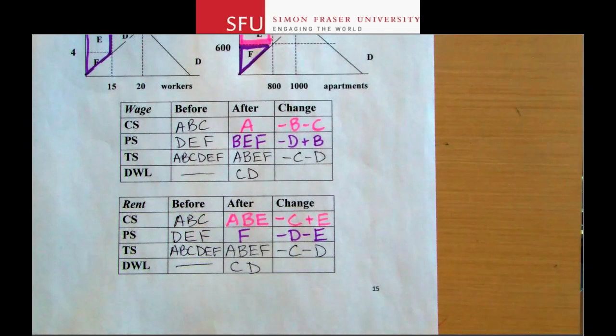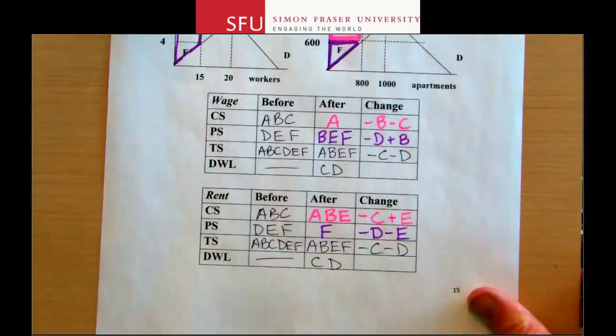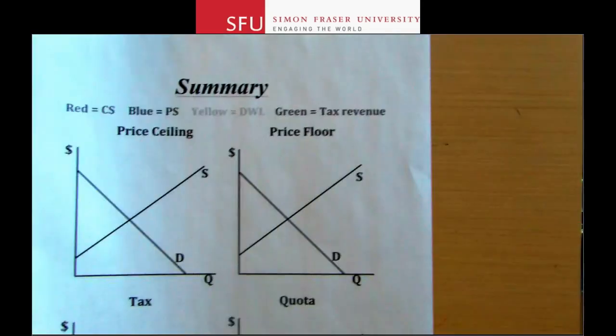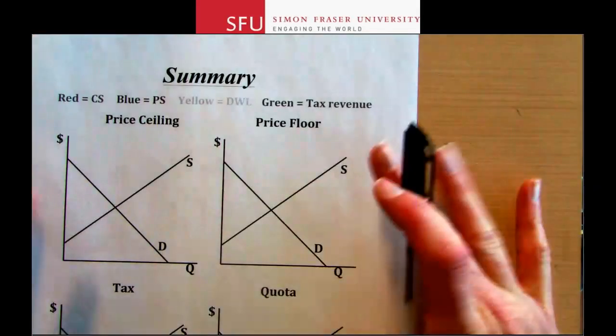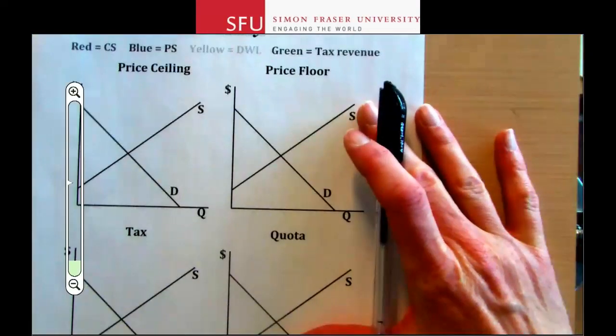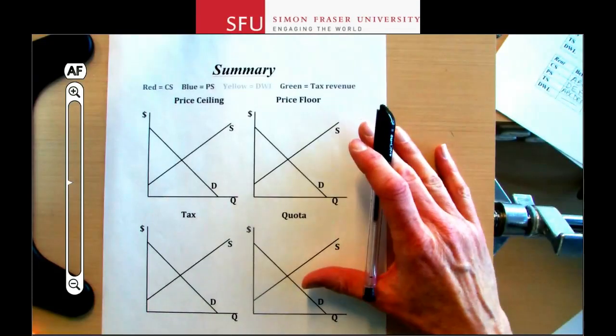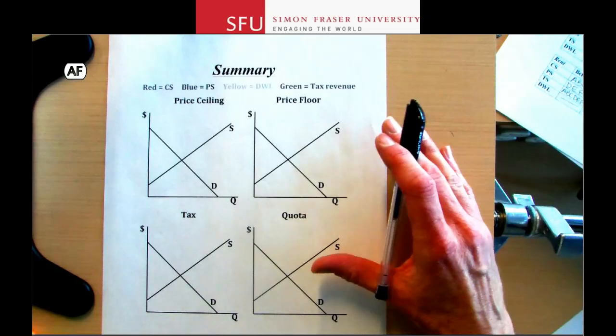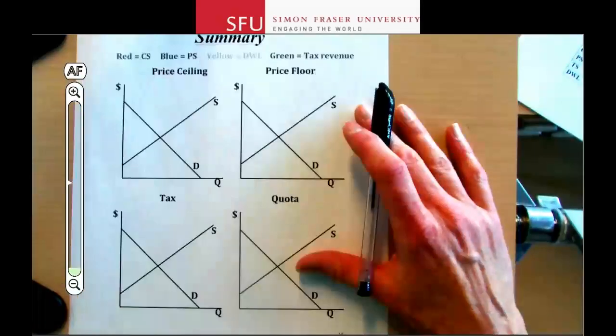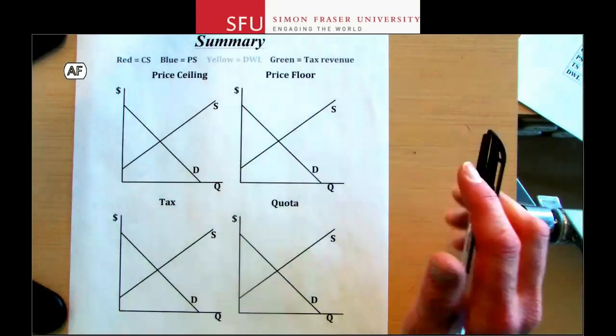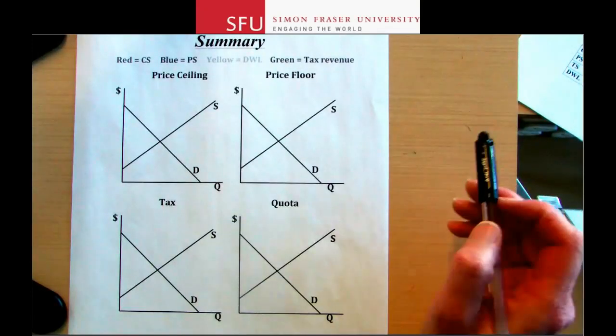Good, all right. Any questions? All right. Okay, so next page is going to be a summary. We're going to put all those 4 government interferences into the same page so that we can sort of visualize the difference between all of these different policies.